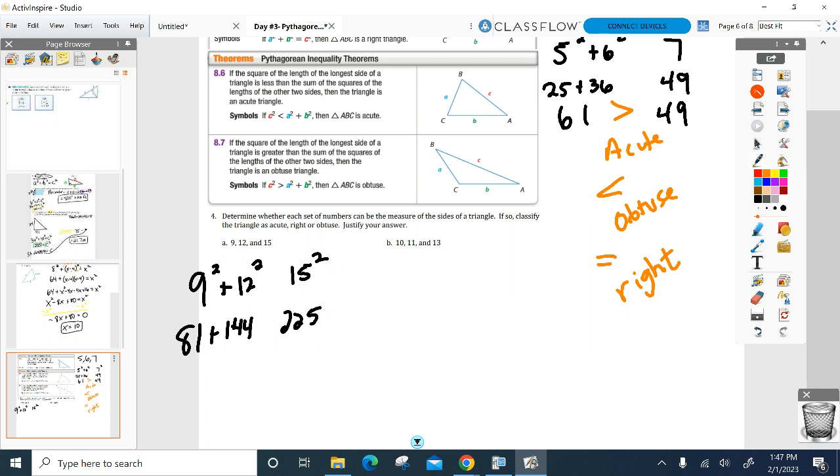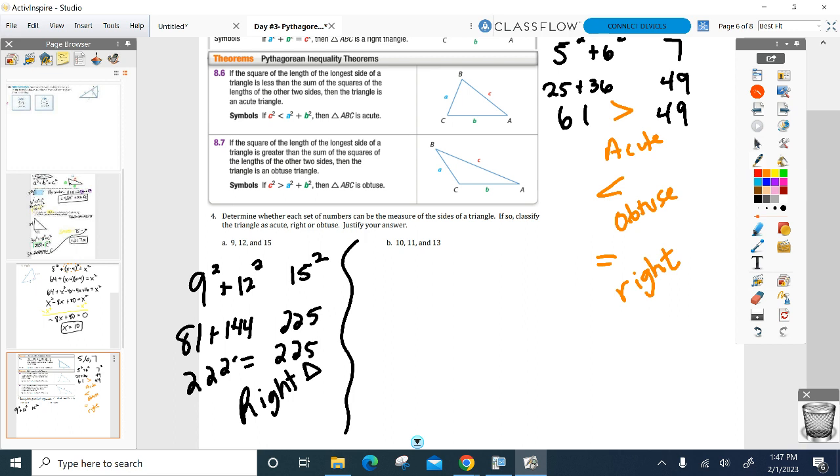81 plus 144. What do we find out that is? 225. Okay, so they ended up being equal. So 9, 12, and 15 are sides of a right triangle. Those would be three sides that form a right triangle. We okay? And then what about 10, 11, 13?